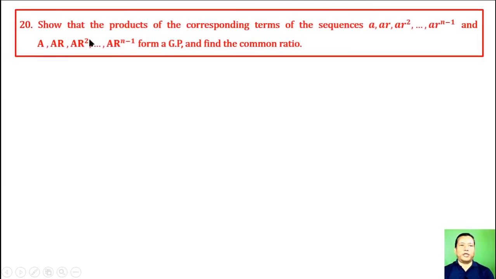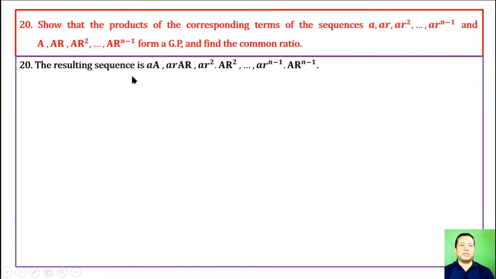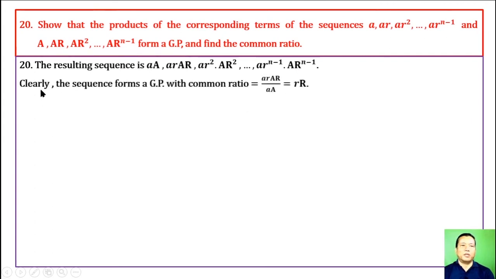Question number 20. Show that the products of the corresponding terms of the sequences this and this form a GP. Firstly, we have to show that the products of the corresponding terms of the sequences form a GP. And secondly, we have to find their common ratio. The resulting sequence is a A, a r into A R, a r squared into A R squared, and so on. Lastly, a r to the power n minus 1 into capital A capital R to the power n minus 1. Clearly, the sequence forms a GP with common ratio, second term divided by first term, we get r R.